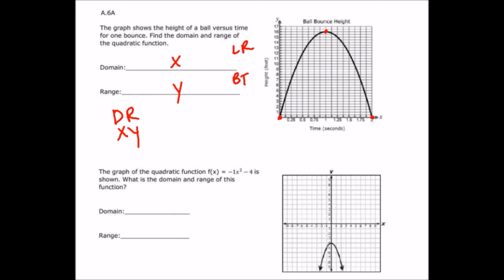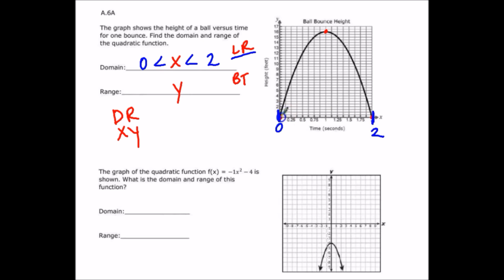So, domain, left to right. Here's a stopping point. Here's a stopping point. Oh, wow, I have 2 stopping points. So, oh, wow, I have 2 inequalities. What's the furthest number to the left? 0. What's the furthest to the right? What is that, a 2? So, my time is between 0 and 2 seconds.